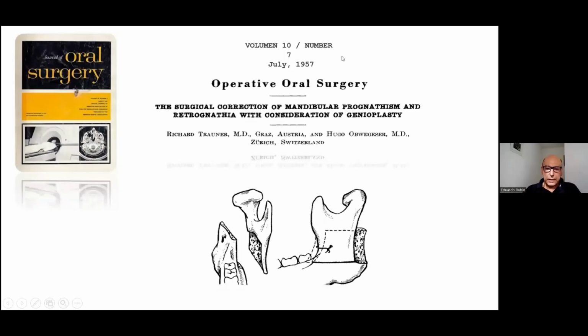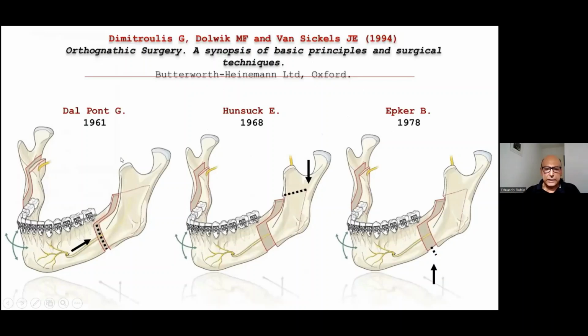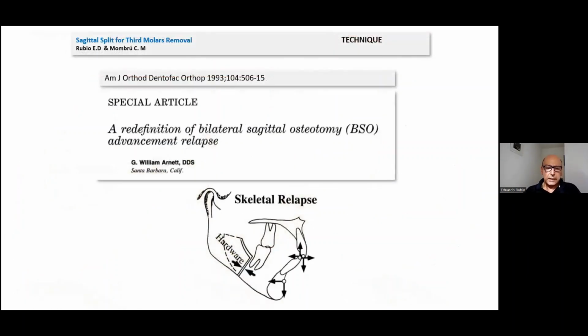The technique was popularized by Hugo Obwegeser and was published for the first time by Trauner and Obwegeser in 1957 with two parallel cuts in the ramus of the mandible. But then along the years, several authors have made modifications according to the placement of the anterior cut, or superior cut, or the inferior border of the mandible. And lately, Villarnet, I'm a follower of Villarnet because I perform a lot of orthognathic surgery, talked about the short split of the mandible, and we use his technique every day.